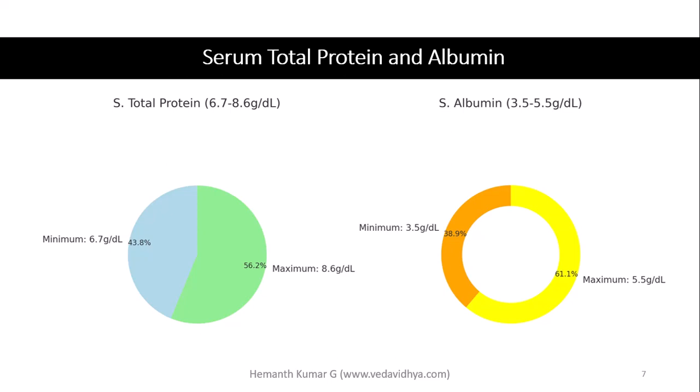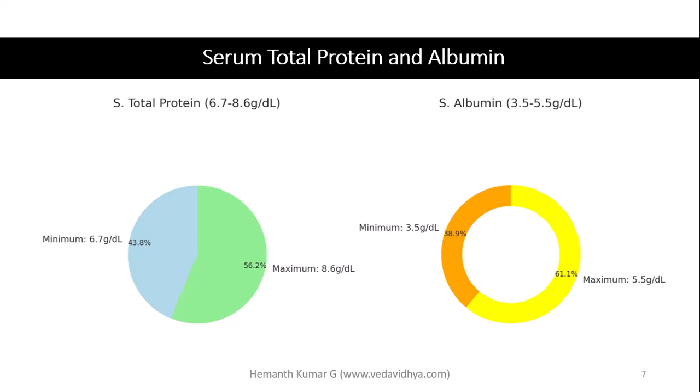Deviations from the normal range of serum total protein can be indicative of various conditions. Low levels, for instance, might suggest liver damage or disease, as this could impair the liver's ability to produce proteins. It might also indicate other health issues like malnutrition or kidney disease, which can reduce protein levels.